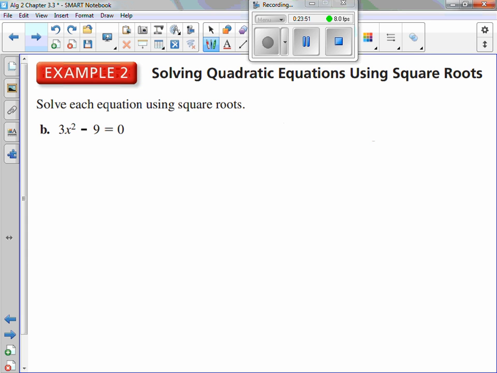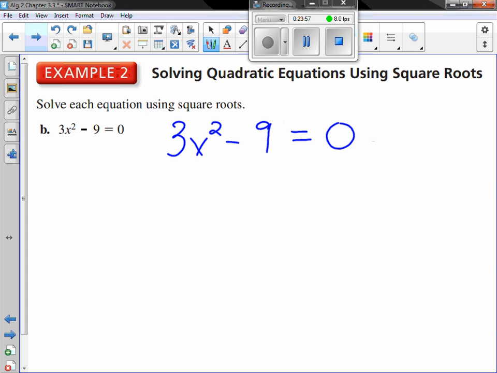So let's look at this one here. We have 3x squared minus 9 equals 0. If this does have real answers or whole number answers, graphing would solve it. If it doesn't, we'll have to do a different method than graphing. But we can use the square root method because we do not have a middle term. We don't have a term with x. We just have 3x squared minus 9, yes?